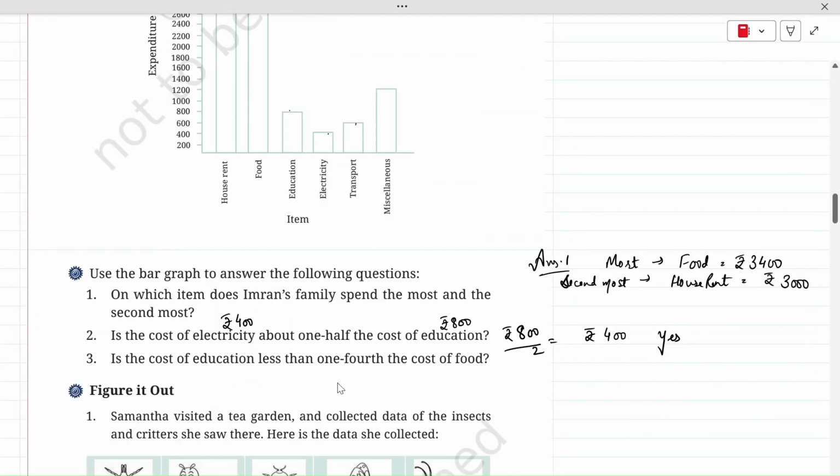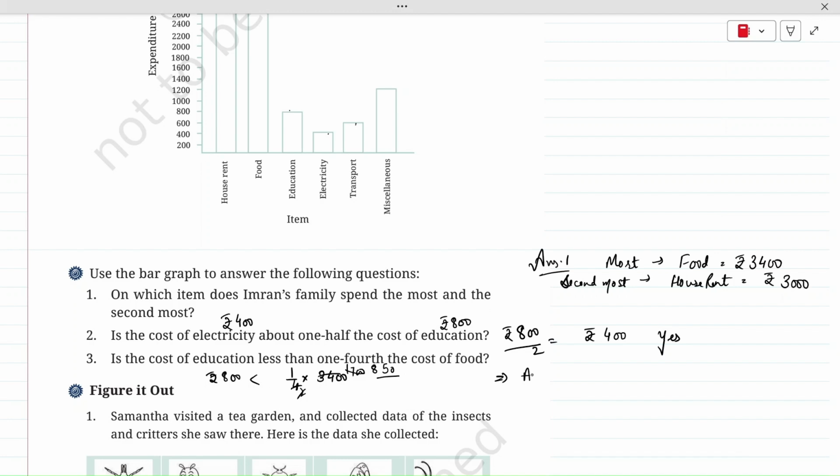Next we have: is the cost of education, which is 800, less than 1/4 the cost of food? What is the cost of food? It is given to us as 3400. So for this we will have to calculate. Let us do this. This is 1700, and 2, and then again 2. So 800 is less than 850. When you divide it, you will get 850.